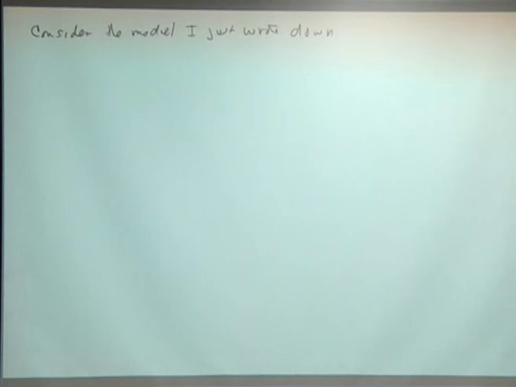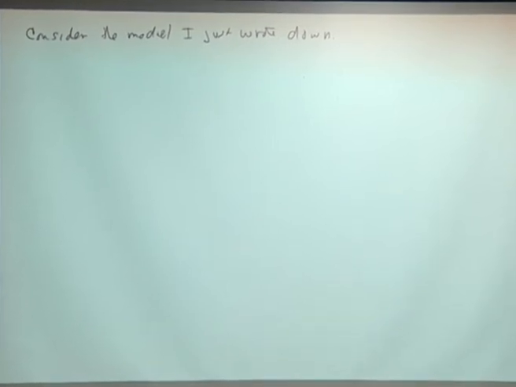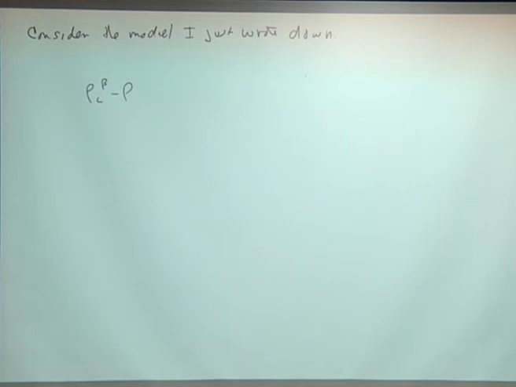Model I just wrote down. Okay? Consider the model I just wrote down, which looked pretty reasonable. You just do an interpolation function, and so on. If you do the matched asymptotics, what you find is for the mass conservation equation, you get something that looks like this.